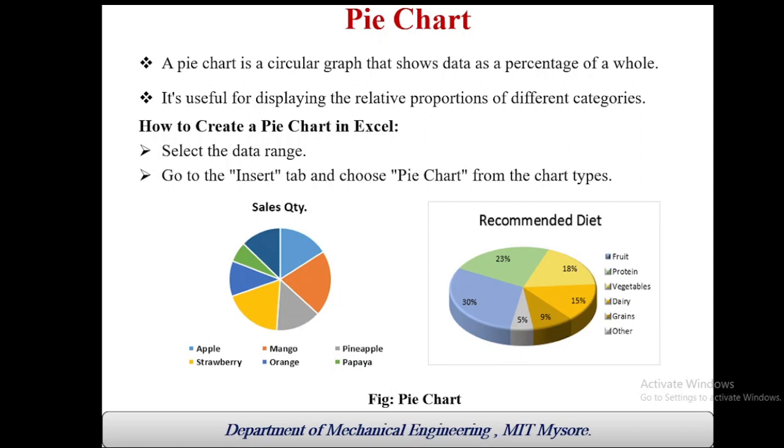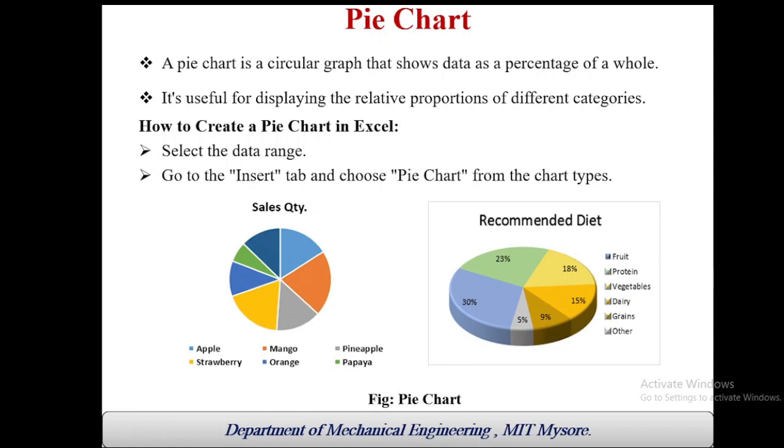So what I have taken as an example is the sales quantity of different fruits. The apple, which is of a bigger number than strawberry, mango, orange, pineapple, papaya. Altogether, I can represent the sale quantity. Suppose I want to know how exactly or what percentage of fruits that I have sold individually, then I can go ahead for a pie chart.